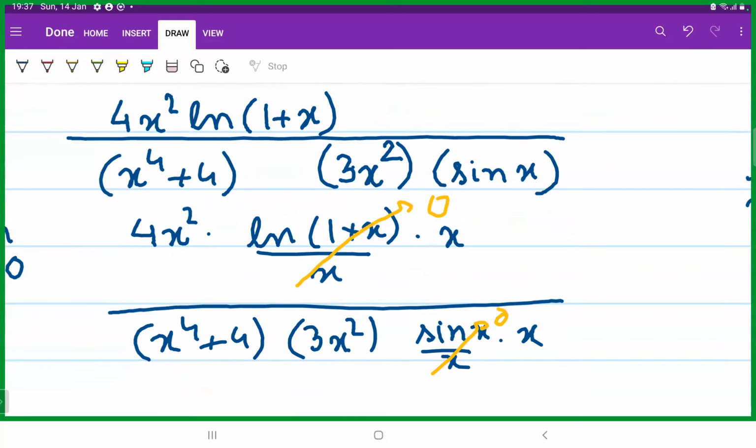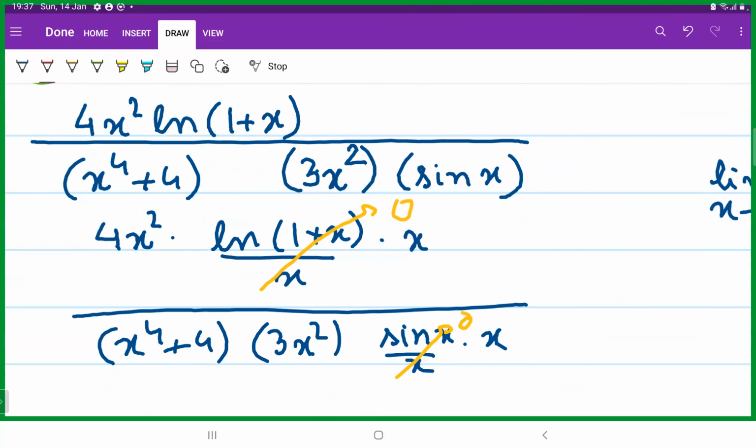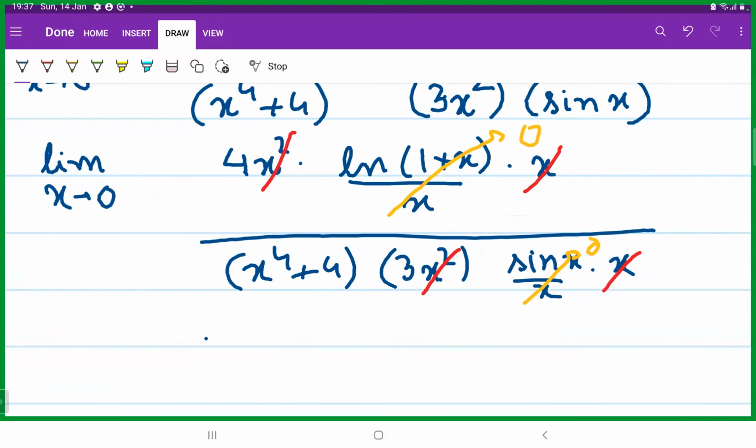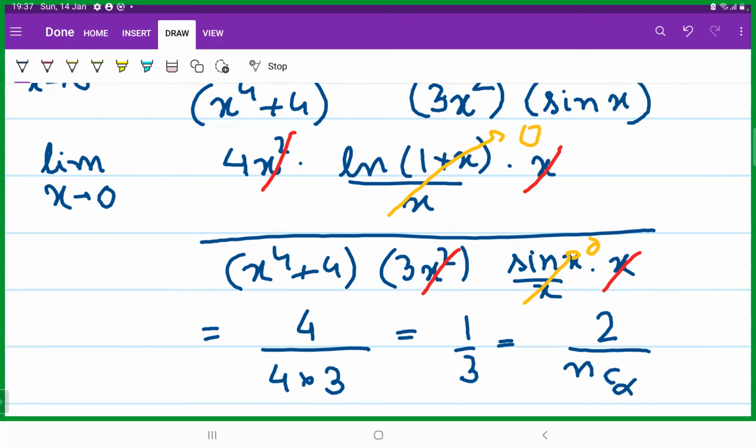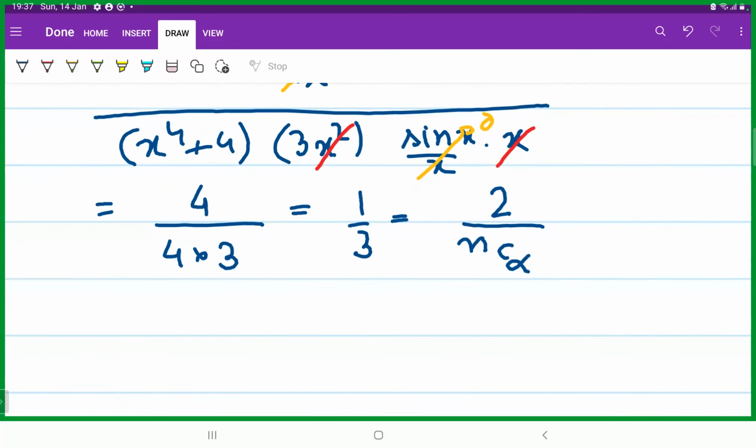Now we can cancel the remaining terms. We can cancel the x over here, x square over here. And so the value which we have left is 4 multiplied by 4 into 3, which is 1 by 3, right? And 1 by 3 is equal to 2 divided by nCα. So the value of nCα is equal to 6.